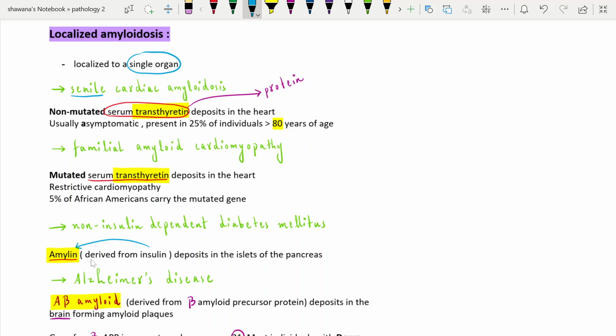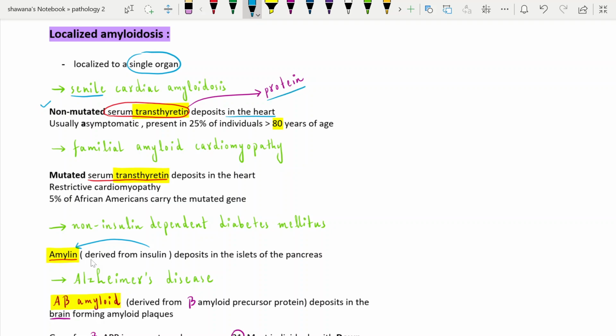So senile cardiac amyloidosis, what does it represent? It represents non-mutated serum transthyretin deposited in the heart. Transthyretin is a protein, because we are talking about how multiple proteins can be deposited as amyloid. So transthyretin is nothing but a protein.